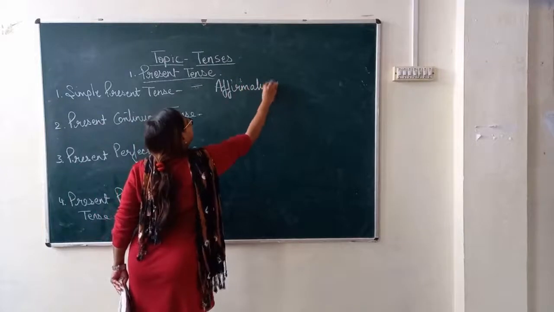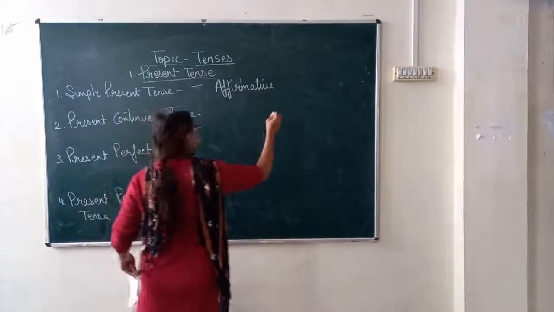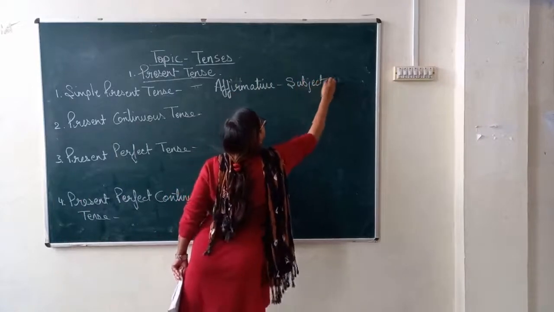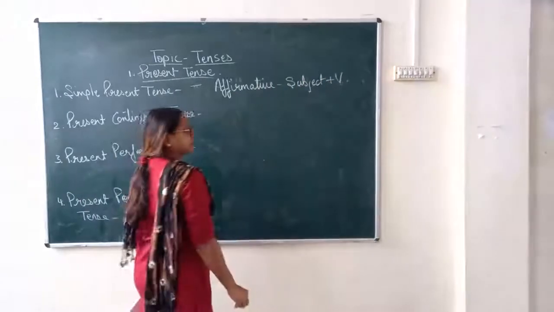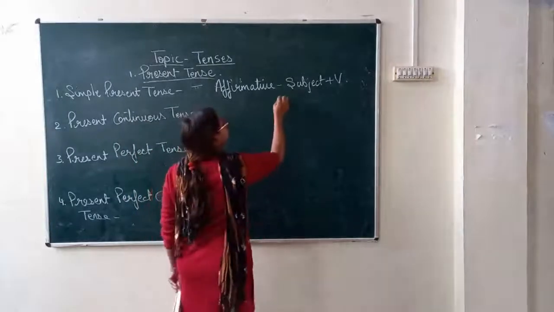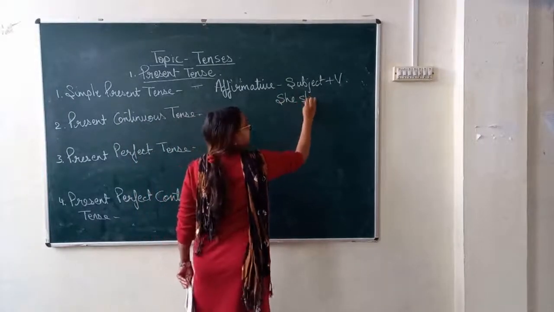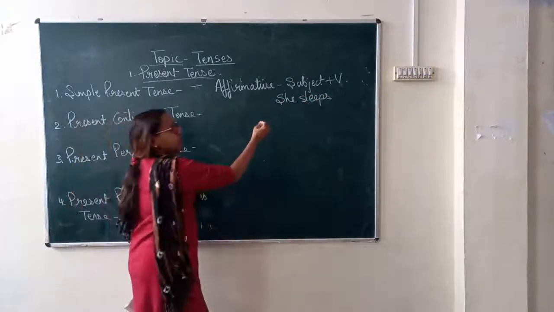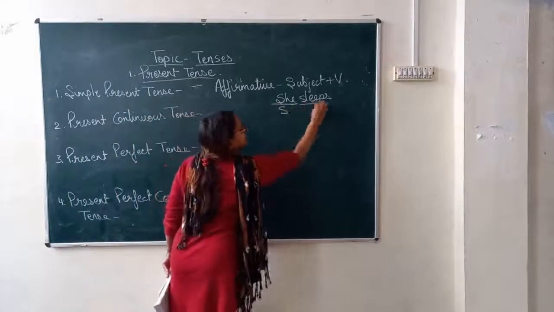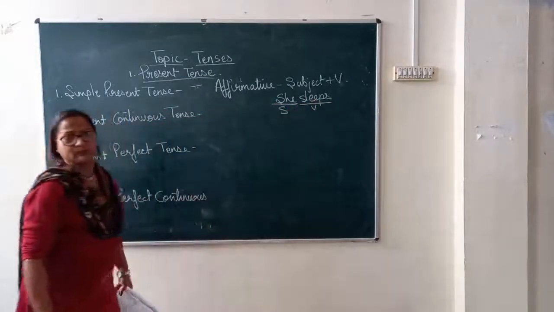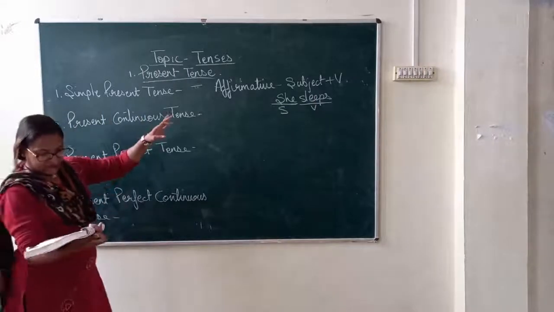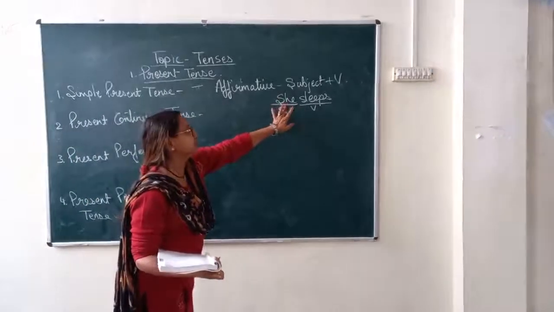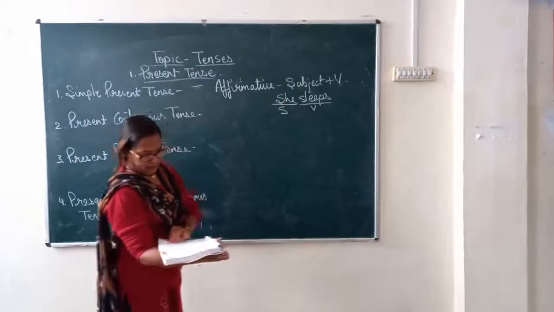Affirmative plus subject plus verb. Right? Like I have told you, she sleeps. Here, she is your subject and sleeps is your verb. So in simple present form, the affirmative sentence is the one in which a subject and a verb are needed. So she is the subject, sleeps is your verb.